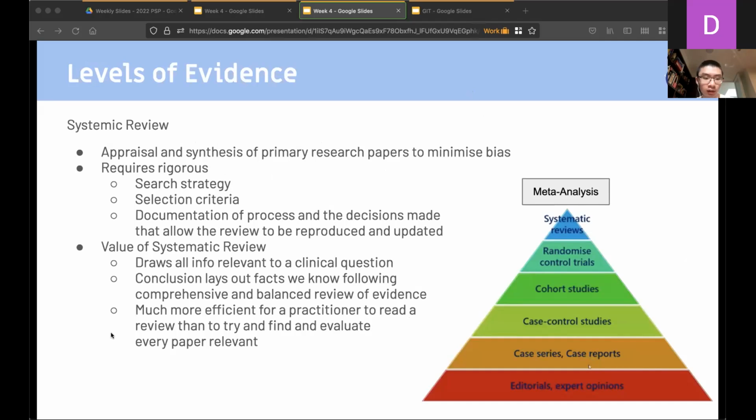RCTs are the highest level of experimental studies, but on top of that, you've got systematic reviews, which appraise and synthesize many primary research papers to minimize bias. It's important because compared with something else known as narrative reviews, which is quite low yield, also called literature reviews.